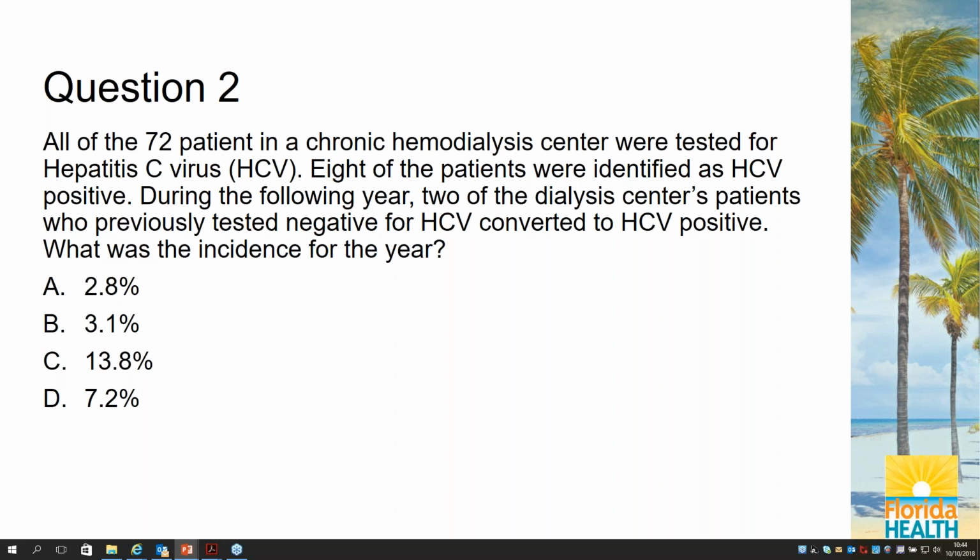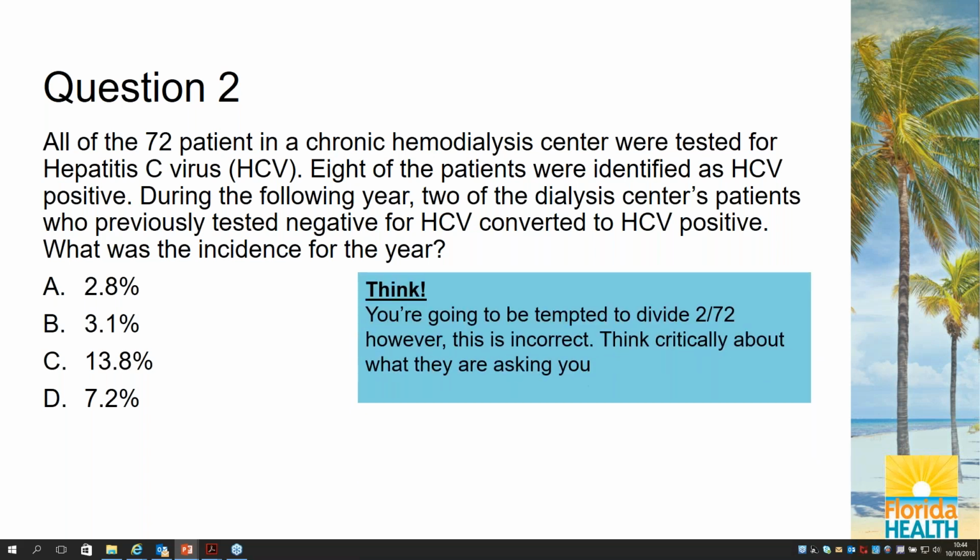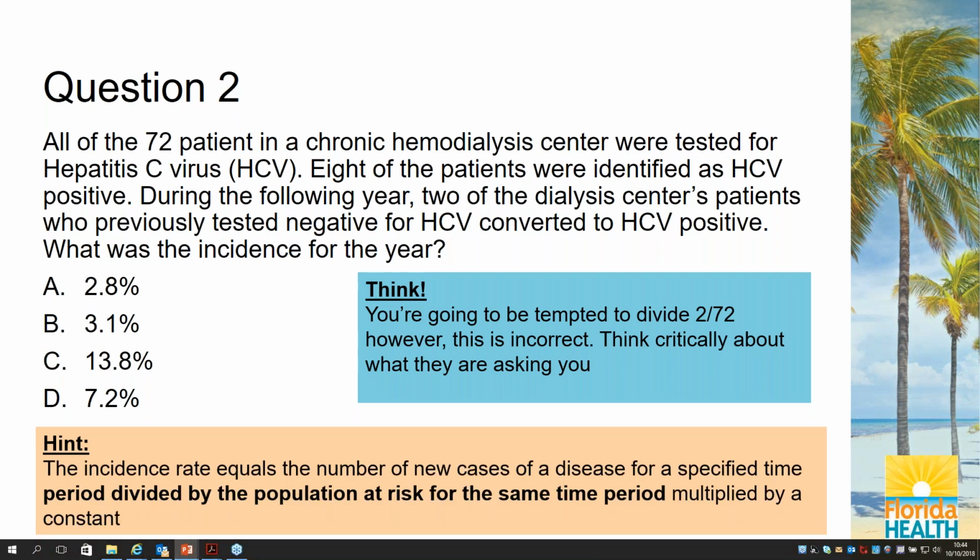Okay, so let me give you guys a hint. The hint is you're going to be tempted to divide 2 by 72. However, that's incorrect. You need to think critically about what they are asking you, right? So remember what those values are. What would y be? I'll go ahead and give you guys another hint. So the incidence rate equals the number of new cases of a disease for a specified time period divided by the population at risk for the same time period multiplied by a constant.